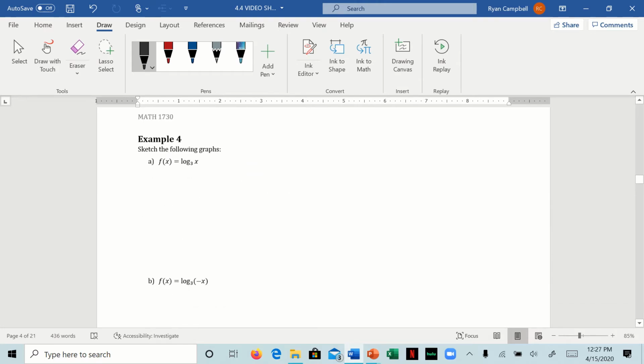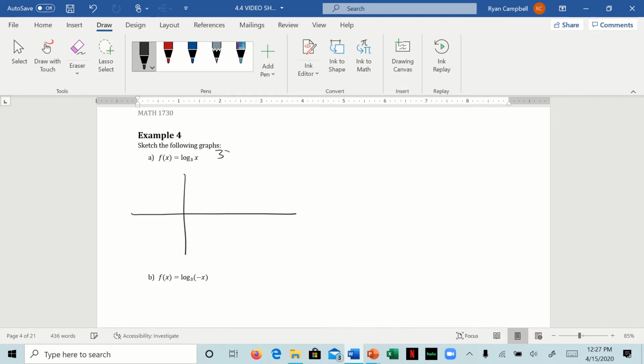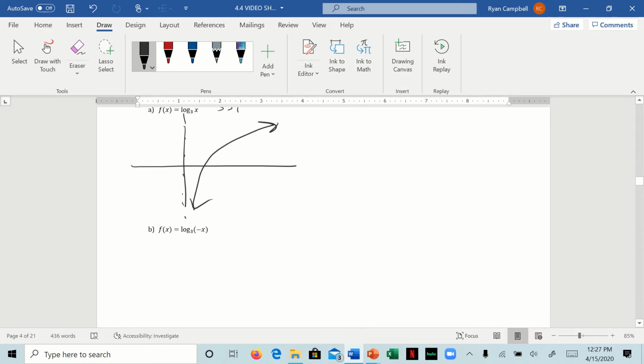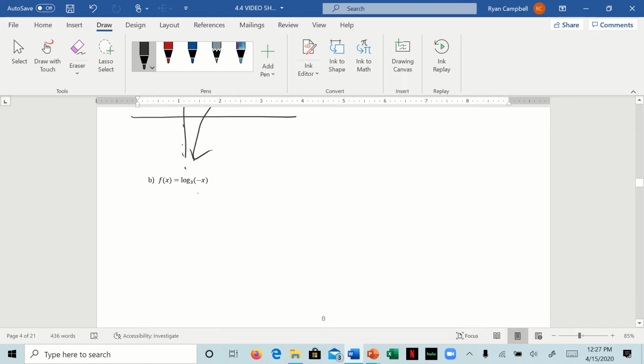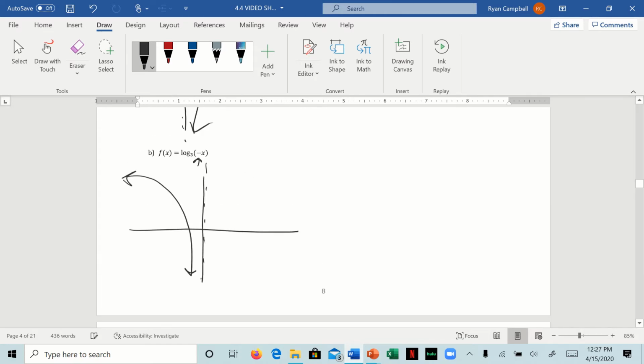All right, let's do some quick sketches. So we have log base 3 of x. If you do a quick sketch, 3 is bigger than 1, so that's what we're going to get, just a regular old graph. What about a negative? What happens when you have a negative inside with an x? Hopefully you remember your transformations, and we're going to flip it across the y-axis. It's a reflection across the y-axis, so that's what it'll look like.